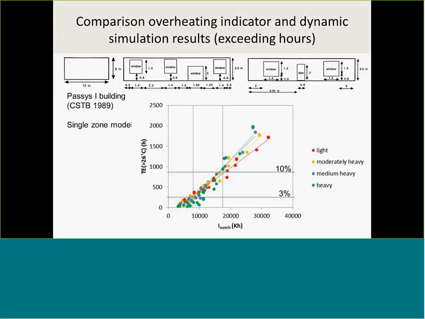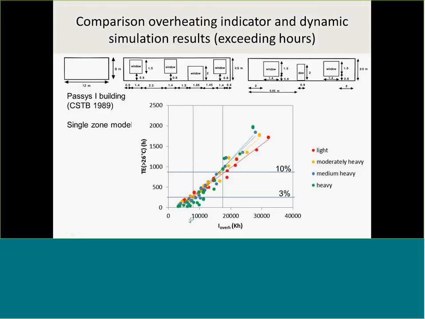First, we consider the calculated temperature exceedings based on dynamic simulations and the overheating indicator calculated for a reference building, an imaginary reference building, a single floor, single zone. You see the facade at the top, and in calculations, both dynamic and with the overheating indicator, the whole reference is considered as a single zone.